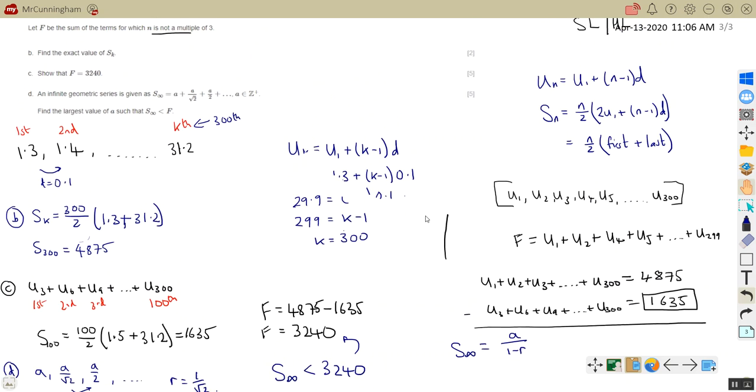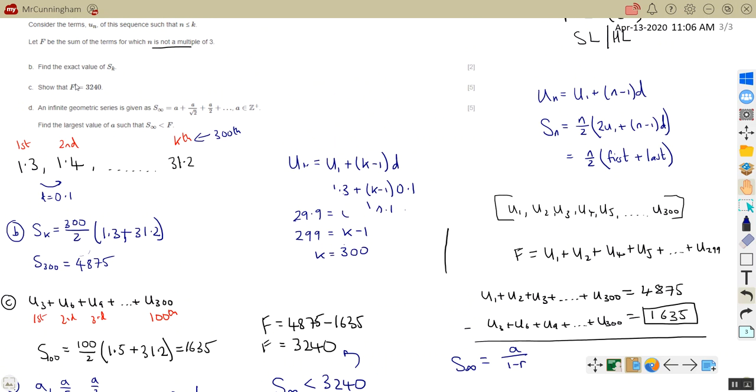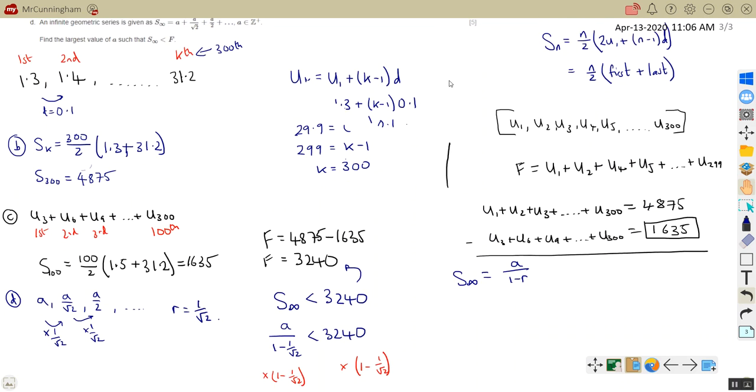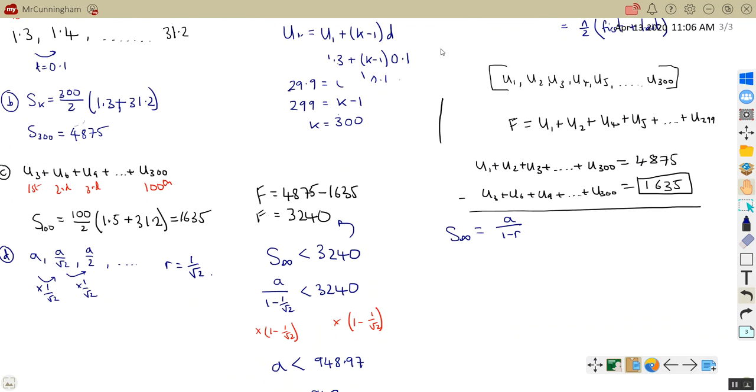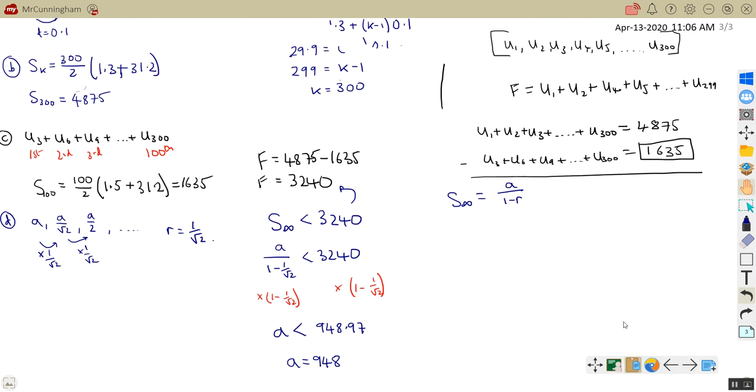Part C, showing that f is 3240, is probably the hardest part. Even if you don't get this, you can still answer part D, because it tells you what f is. So hopefully, if you don't get part C, you can still pick up most of the marks. All right, let's leave that one there. Have a look at it. Give me any questions if you need it, and I will have a look at another one shortly.